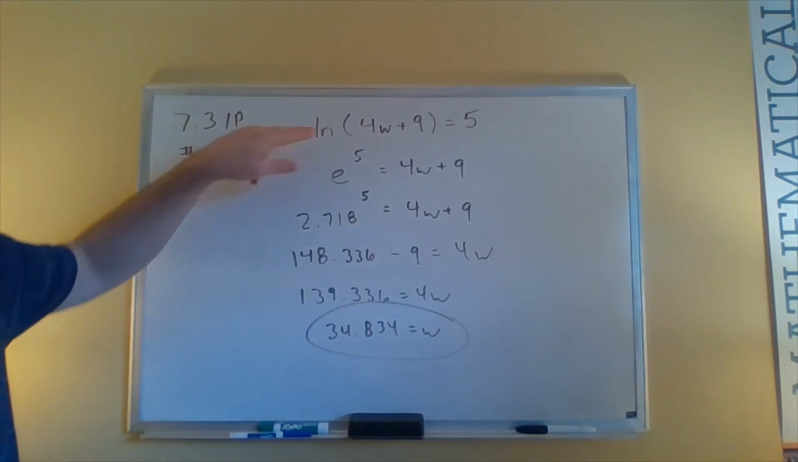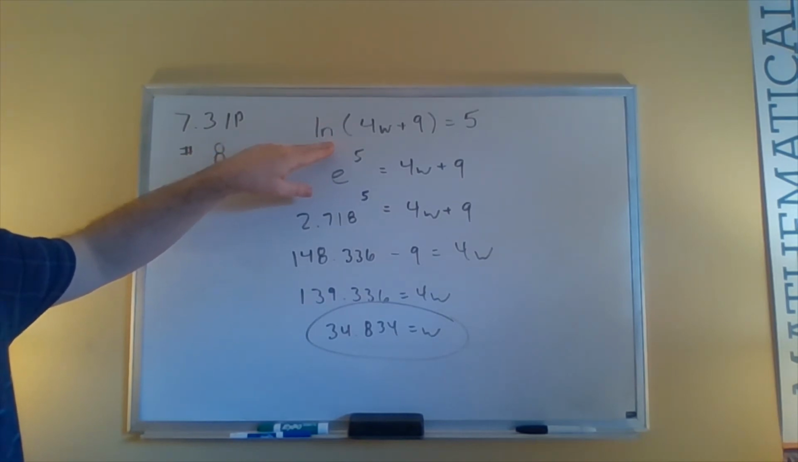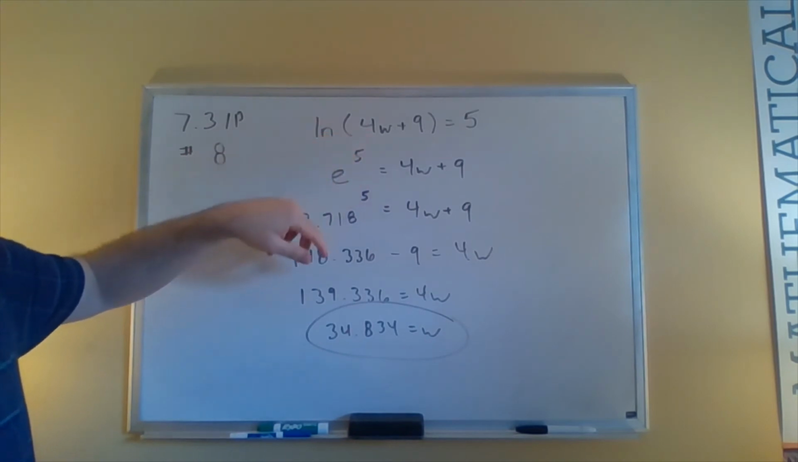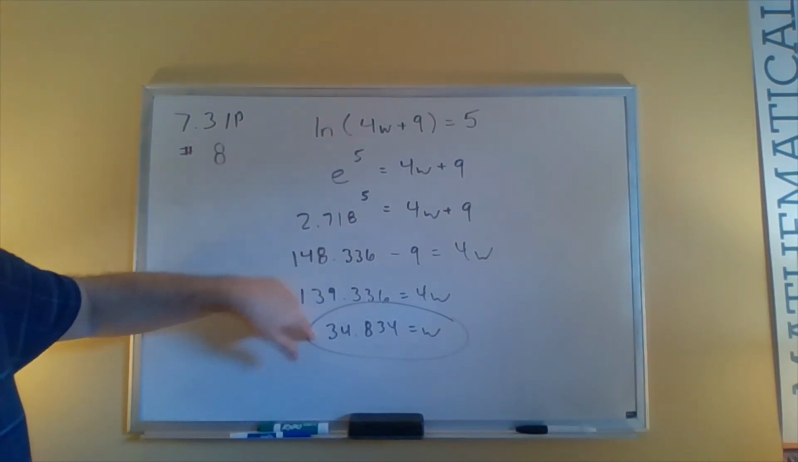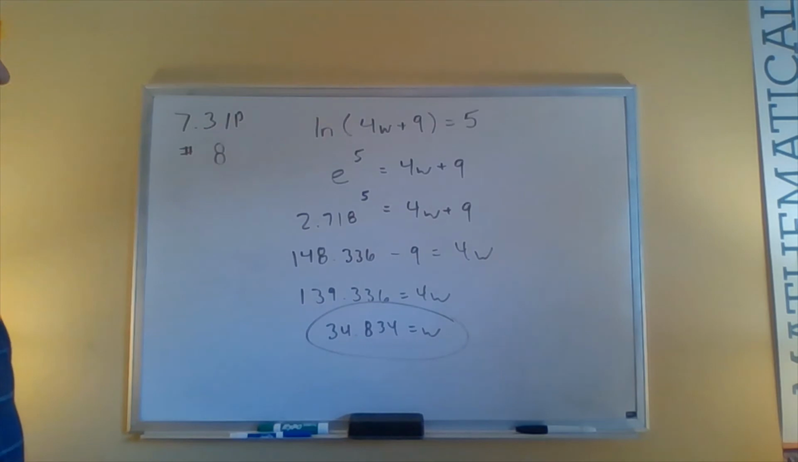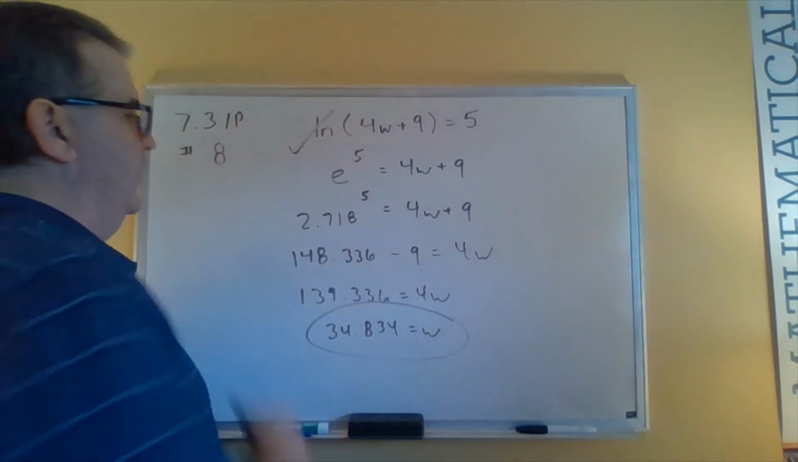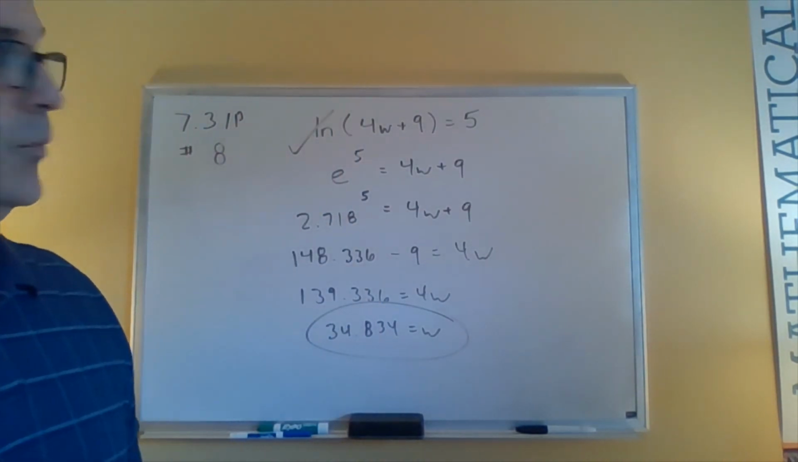Real quick, I'm going to pop that back into my original logarithm up here to make sure I don't get a negative inside the parentheses or a 0 inside the parentheses. Well, 4 times 34 and change plus 9, that's obviously a positive number, so this is a valid solution to number 8.